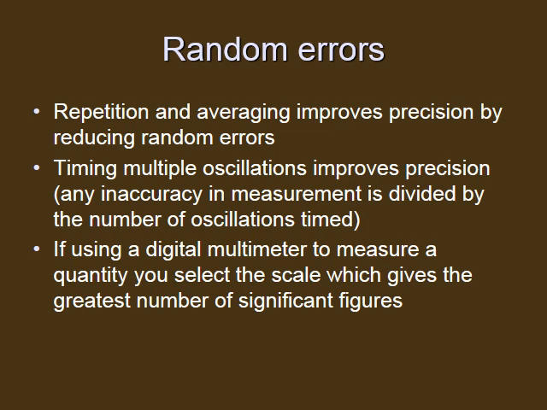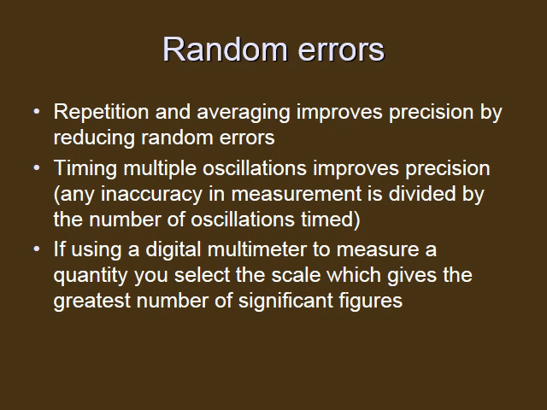So, random errors. Repeating and averaging improves precision by reducing these random errors. Examples of random errors could be wind coming through the classroom, through air conditioning, which is putting off your pendulum. In terms of the pendulum, timing multiple oscillations improves precision, and any inaccuracy in the measurement is divided by the number of oscillations timed. If you've got one random error out of 100 values, then if you do 100 values, that one random error is divided by 100, reducing it.